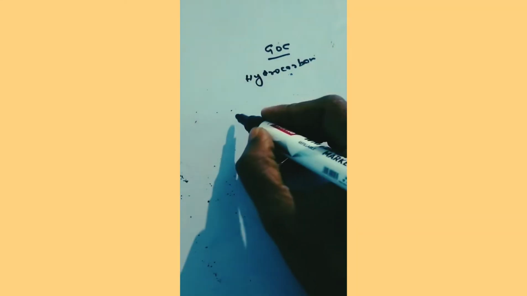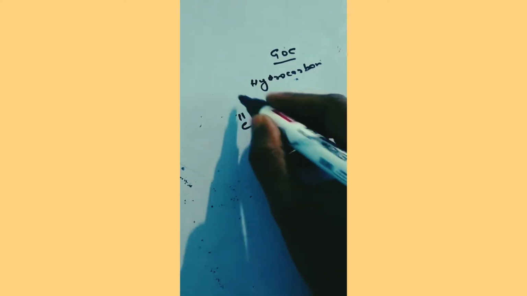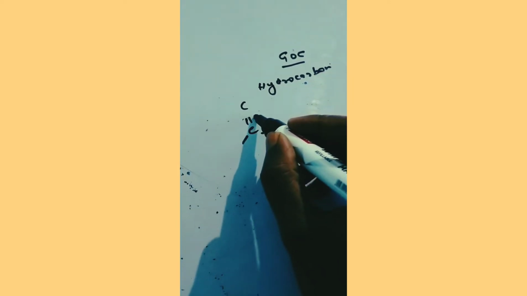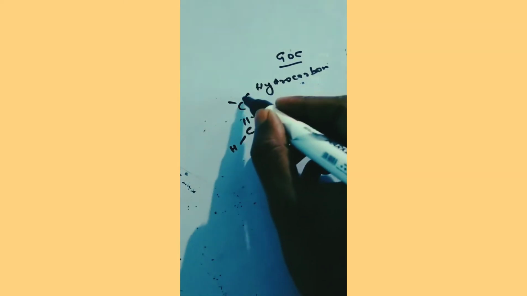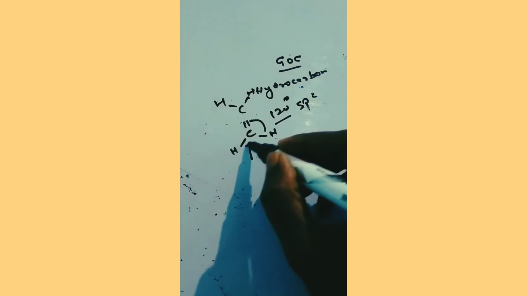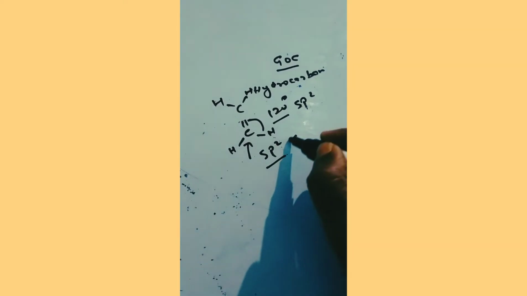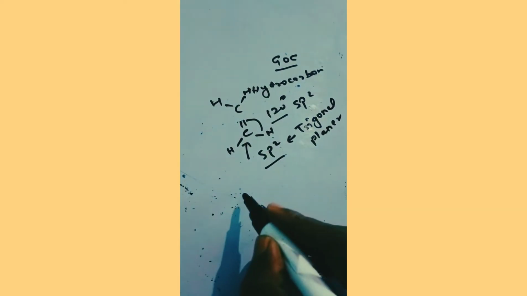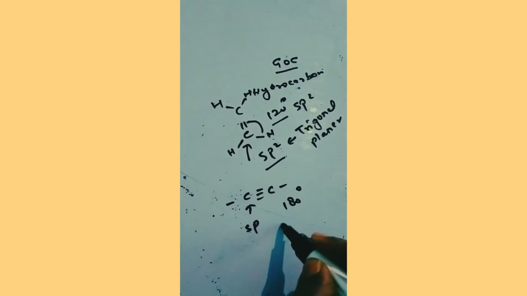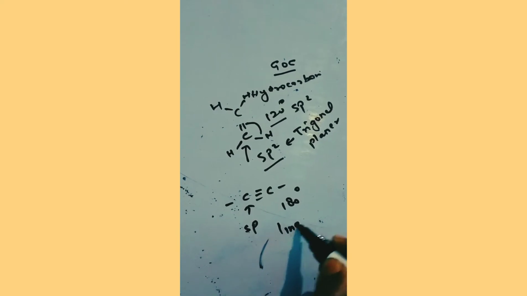Next, suppose one question arises here: this carbon is sp2 because a double bond is present. So the bond angle between these atoms, this is hydrogen, this is hydrogen, it is also hydrogen, is 120. This carbon is sp2 hybridized, and the geometry will be trigonal planar. And in this case, the carbon is sp hybridized, and the bond angle will be 180, and the geometry will be linear. So this is the simple recognition of hybridization in different types of carbon.